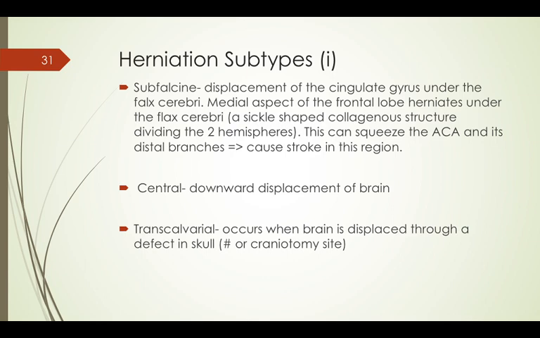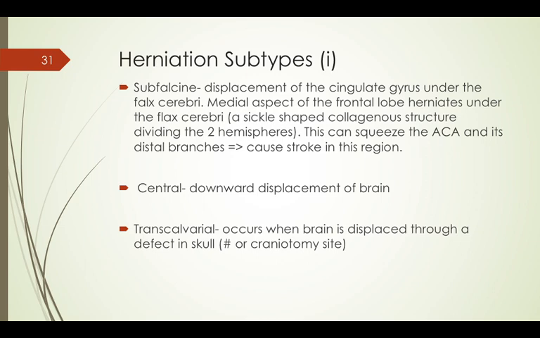In terms of classifying herniations of the brain matter, there's various types. So the first one I'd like to cover is subfalcine, which is basically when the brain herniates underneath the falx cerebri, which is basically like a collagenous sheath dividing the right and left hemispheres. And also when we have a subfalcine herniation, there may even be compression of the anterior cerebral artery and its branches, so it can cause a stroke with weakness of the lower extremities, the legs.